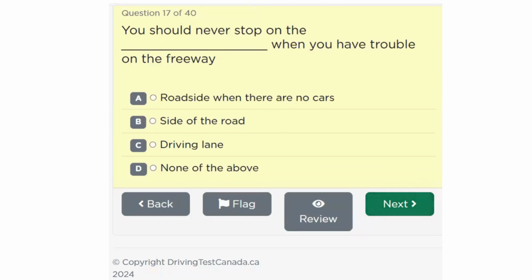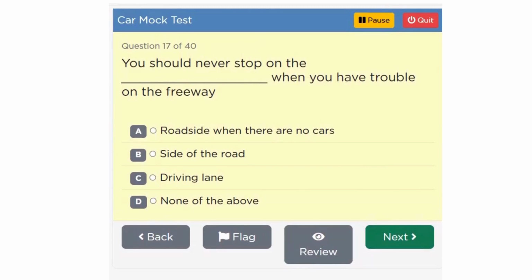You should never stop on the freeway when you have trouble. You should never stop on the driving way. You can stop on the side of the road. You can also stop at the roadside when there are no cars. Either it's driving lane or it's none of the above.